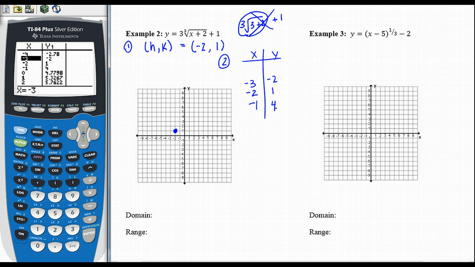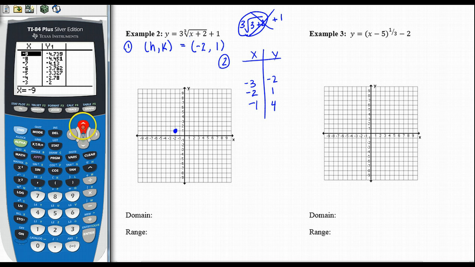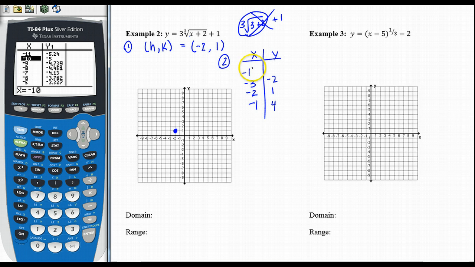and 4. Now you could graph with 3 points, but I think it gives you a better shape if you find another one. So I'm going to keep going up till I find a y value that's not a decimal. So here I've got negative 10 and negative 5.